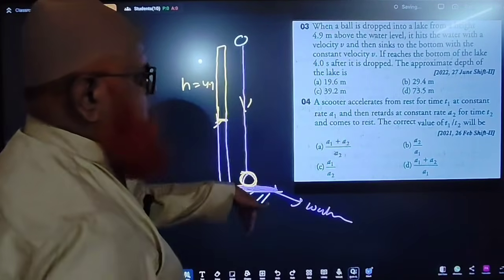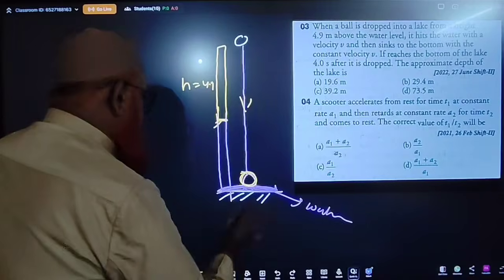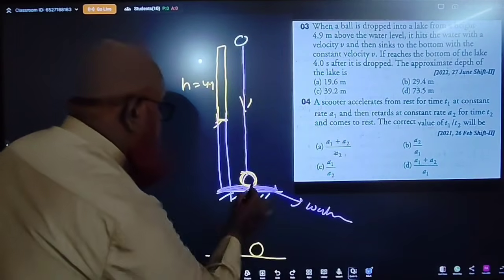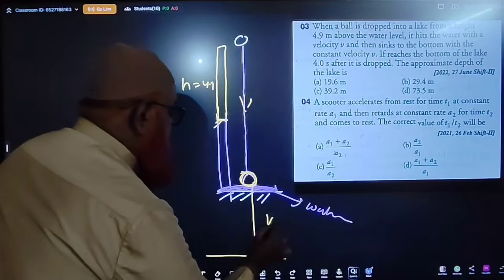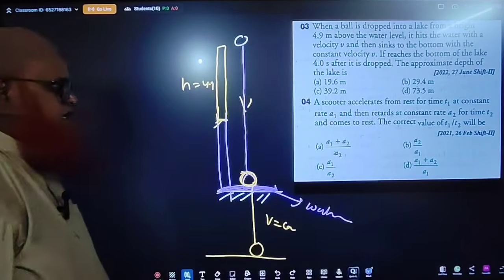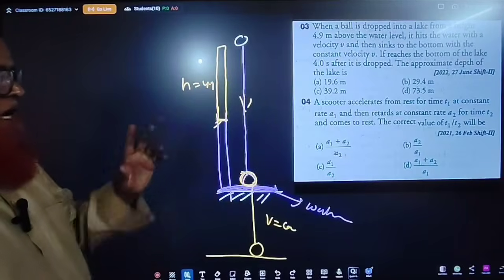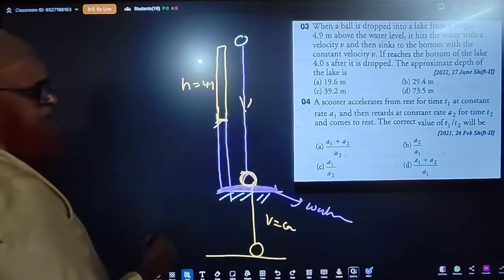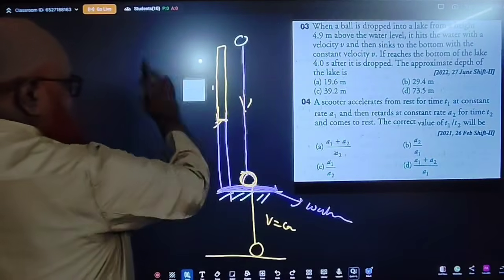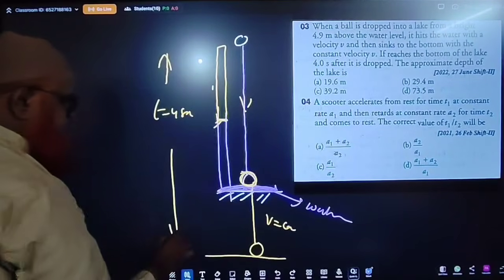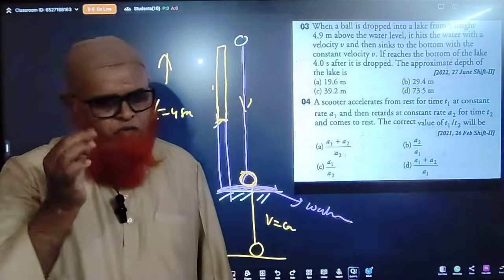It sinks to the bottom with a constant velocity. After the ball goes inside also, it is going downwards with a constant velocity. V is constant. So try to understand this problem. It reaches the bottom of a lake after 4 seconds. So the total height is 4.9. Time is 4 seconds. Just try to understand this question here.